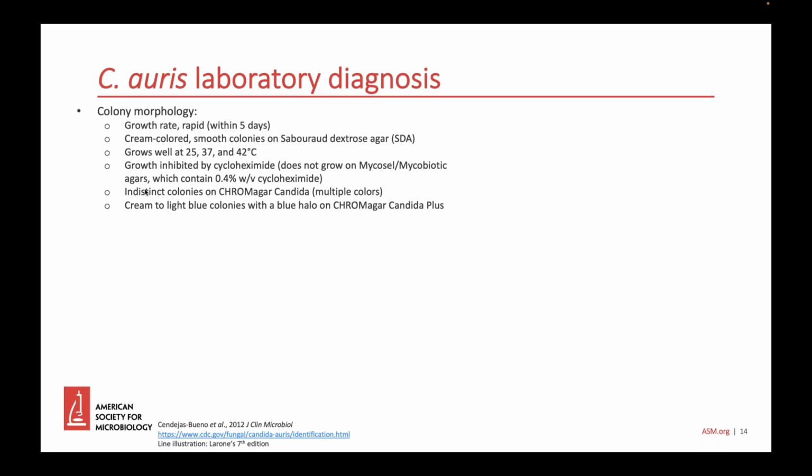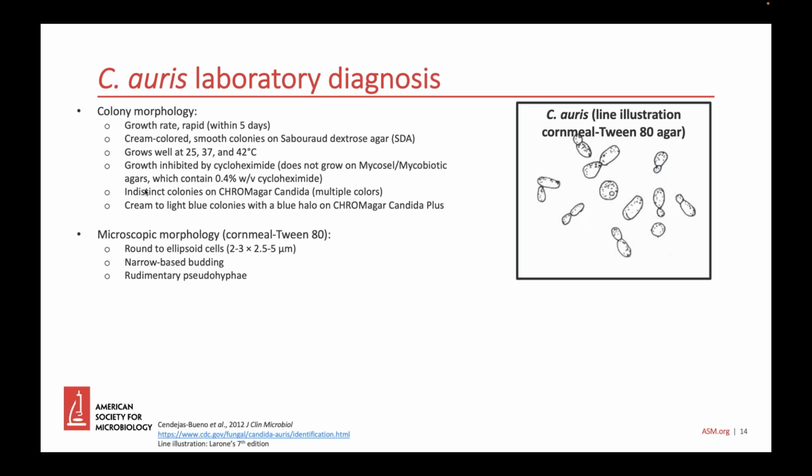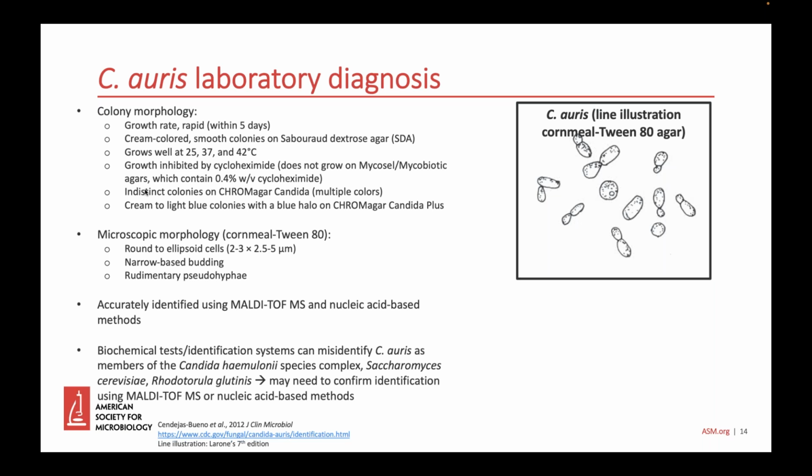It has indistinct colonies on CHROMagar Candida, but on a new formulation of CHROMagar Candida called CHROMagar Candida Plus, Candida auris colonies are cream to light blue with a blue halo, and we'll see examples of that in a second. What about microscopic morphology? The cells are round to ellipsoidal, they're narrow-based budding, and sometimes, very rarely, you can see rudimentary pseudohyphae.